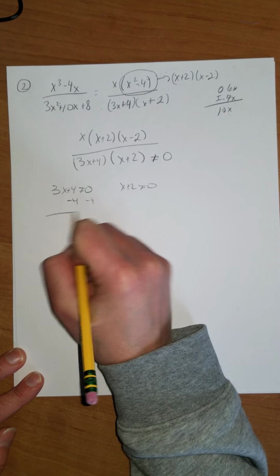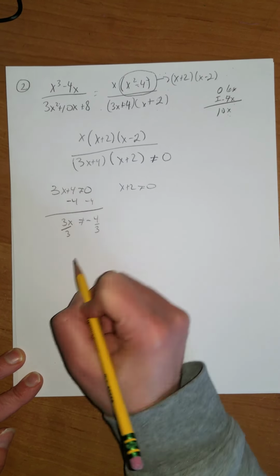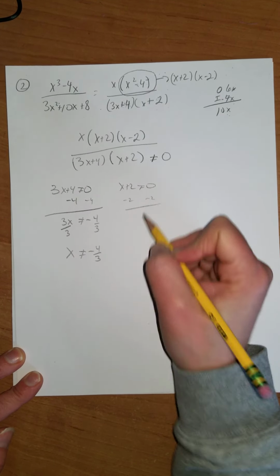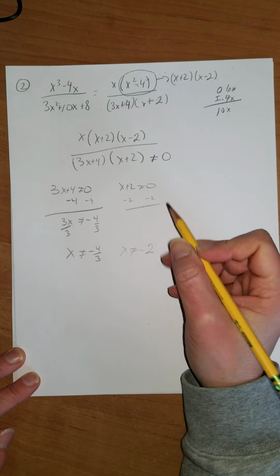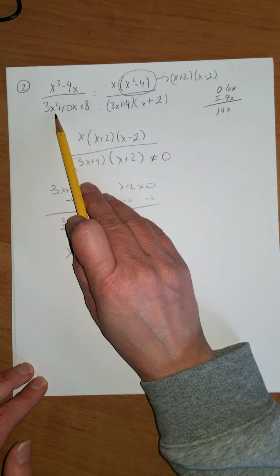I'm going to subtract 4. 3x cannot be equal to negative 4, and I'm going to divide by 3. x cannot be equal to negative 4 thirds. That's one of them. Subtract 2 here. x cannot be equal to negative 2. Now that means these are the two values, you guys, that make the denominator 0 in the original one.